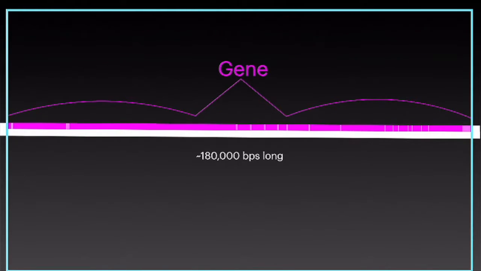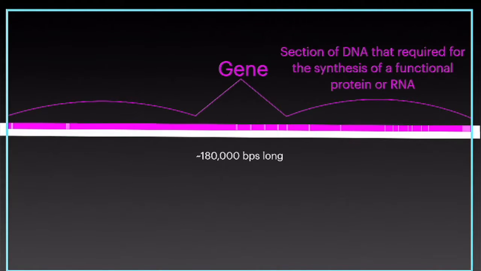So let's first, we hear the word gene, it's just common in our language, right? Oh, it's in their genes. Oh, it's genetics. But we need to actually stop for a second and think and talk about what a gene is, because this is the basis of everything we're going to do in this course. So a gene is a section of DNA that is required for the synthesis of a functional protein or RNA.